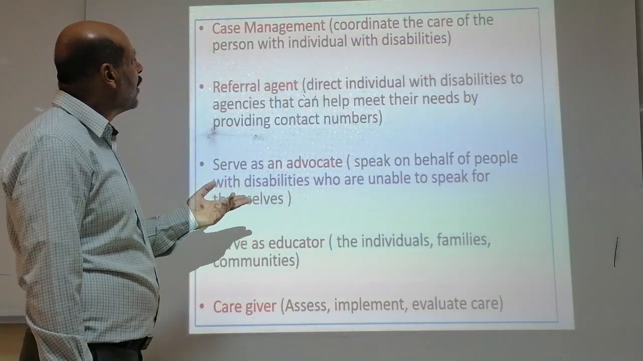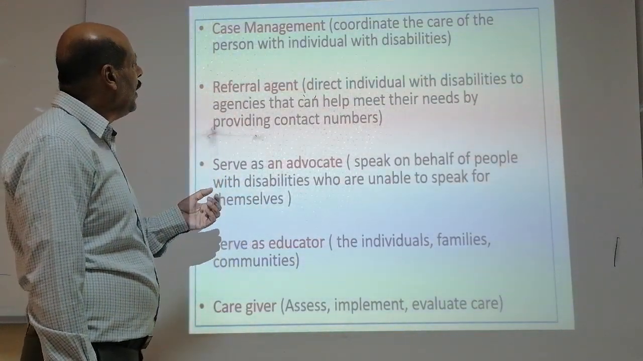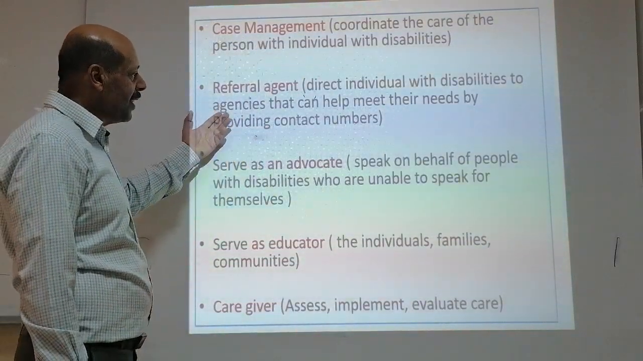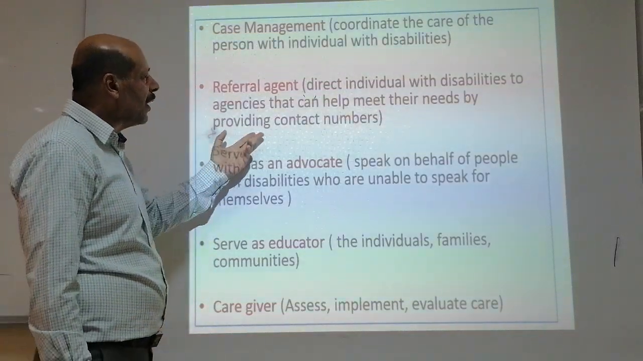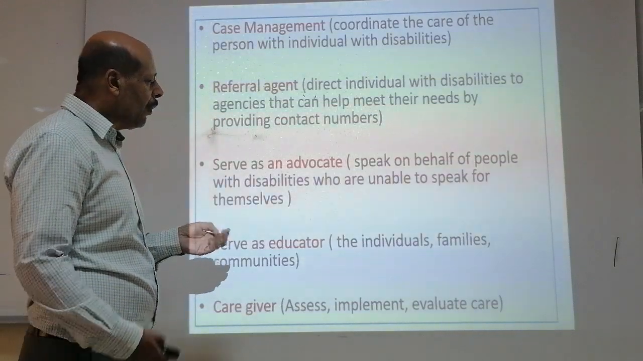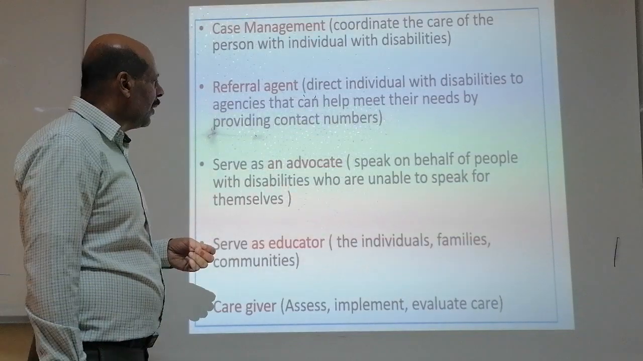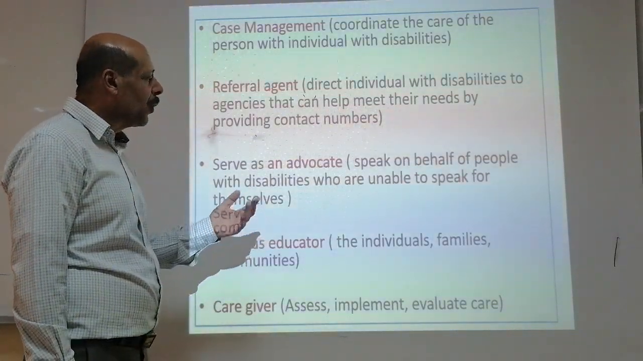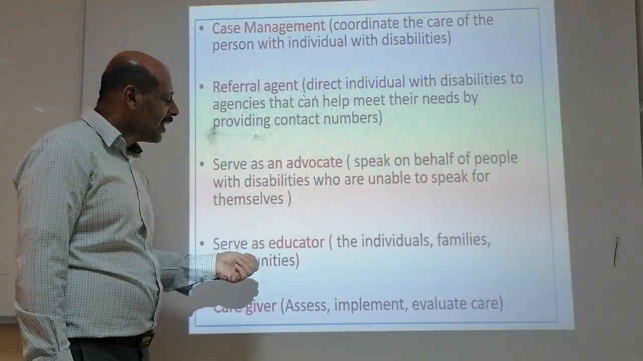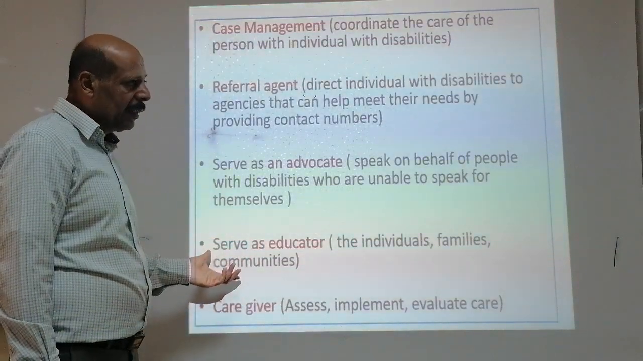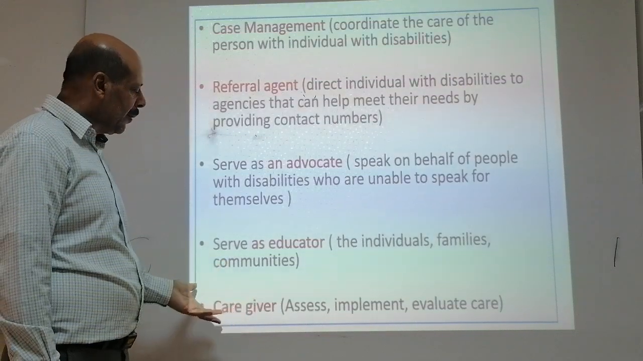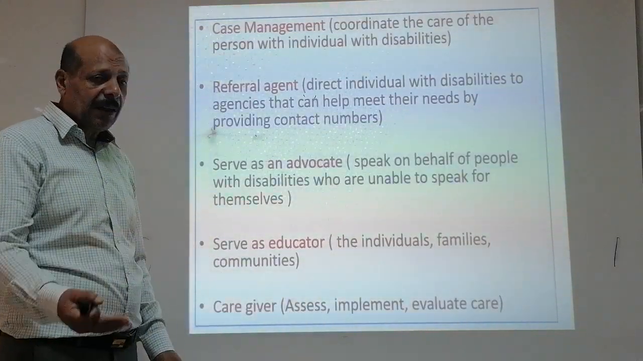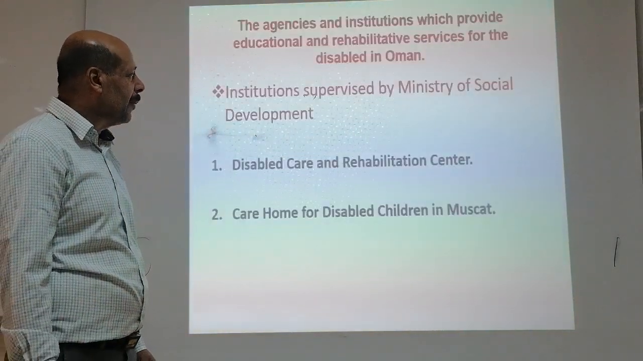Case management: coordinate the care of the individual with disability. And referral agent: she has to direct the individual with disability to agencies that can help them to meet their needs by providing the contact number of that agency, or sometimes arranging with those agencies to help those people. Serve as advocate also, to speak on behalf of those people with disability who are unable to speak for themselves. Serve as educator also to the individual, family and the community regarding dealing with disabled persons and how to care. Caregiver: to assess, implement and evaluate the care for the disabled person.